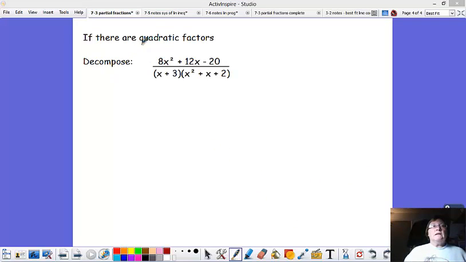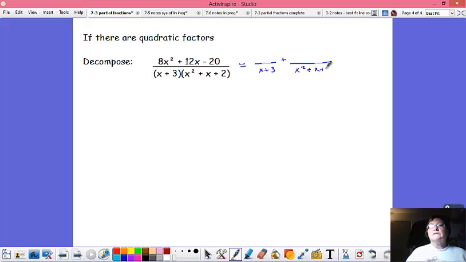Our last example has a quadratic factor in the bottom, and it is one that does not factor. If you check that in your head real quick, you'll know that there's nothing that multiplies to 2 but adds to 1. So with quadratic factors, we have a different way to set up the partial fractions. There will be two pieces, one with each denominator, an x plus 3. Again, this is already as factored as it could be. X squared plus x plus 2.